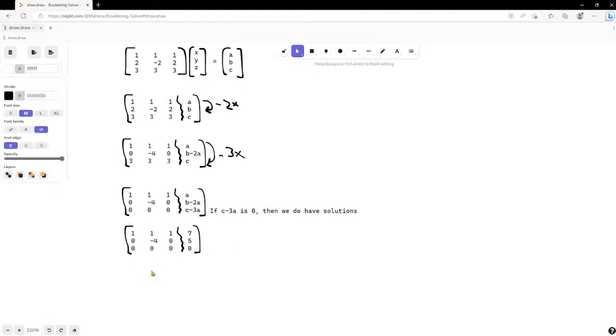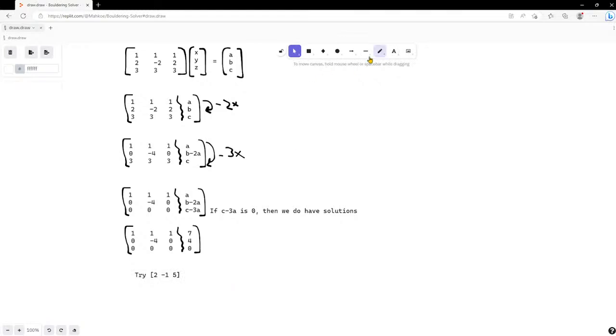So what if we try, okay, let's make this 4. Anyway, if I put the second number as -1, then that'll solve this. And then if that's -1, these two have to add up to 7. So let's do 2 minus 1, 5 as a solution. So this works.